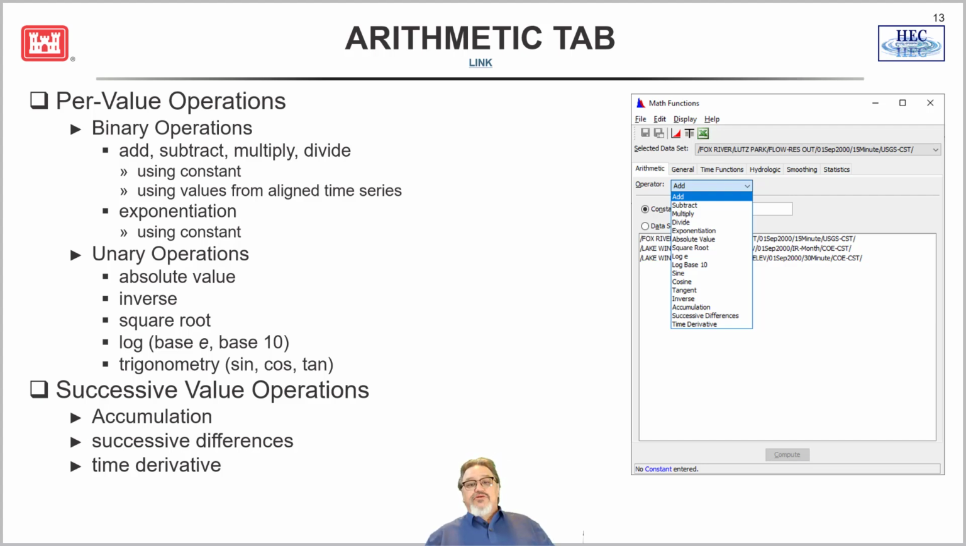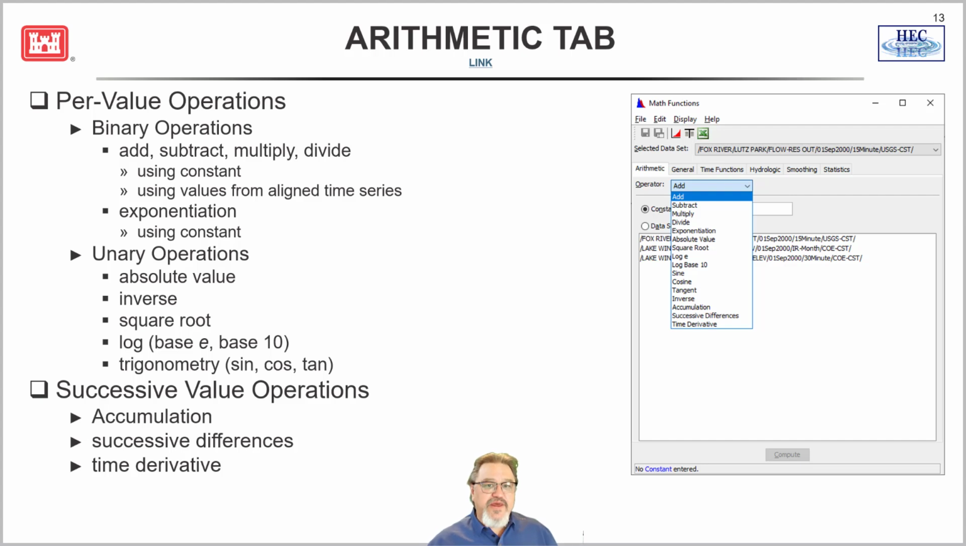So if you had accumulations of volume in cubic feet, and you wanted to convert that into flow, you could do a time derivative, but that would give you cubic feet per minute. So then you would have to do another arithmetic operation, a per value operation, to divide that by 60 again to give you cubic feet per second. And that brings us to one use of the general tab, which I'll get to in a minute.